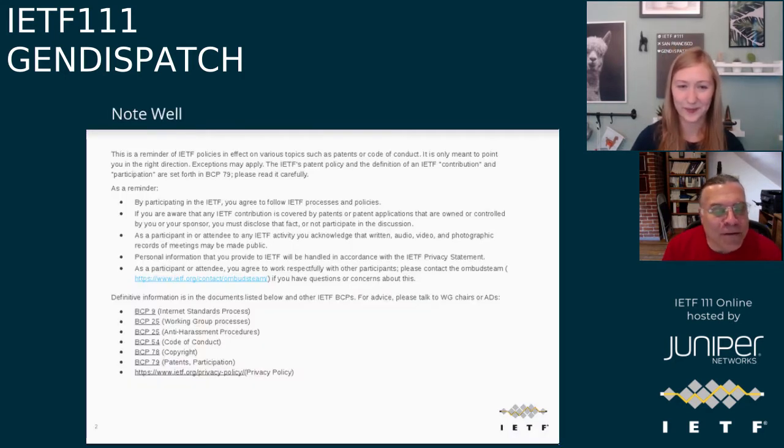The Note Well, everybody should have noted well by now. Please do understand that by participating in this session, you are subject to IETF processes and procedures. There's a list of nice BCPs to read if you don't know them: codes of conduct, Internet standards process, and working group process. Importantly, note that intellectual property is implicated by your participation here. So if you have IP and don't know this stuff, please read the documents. Next.